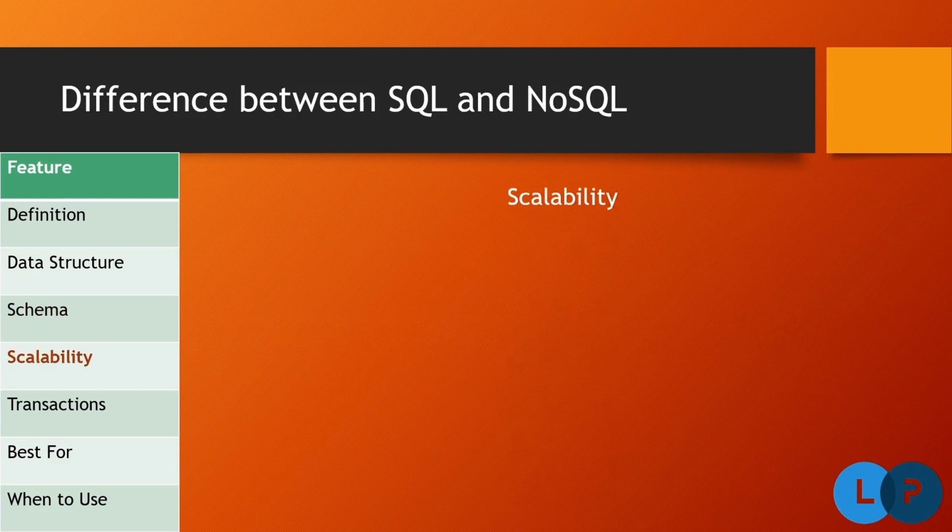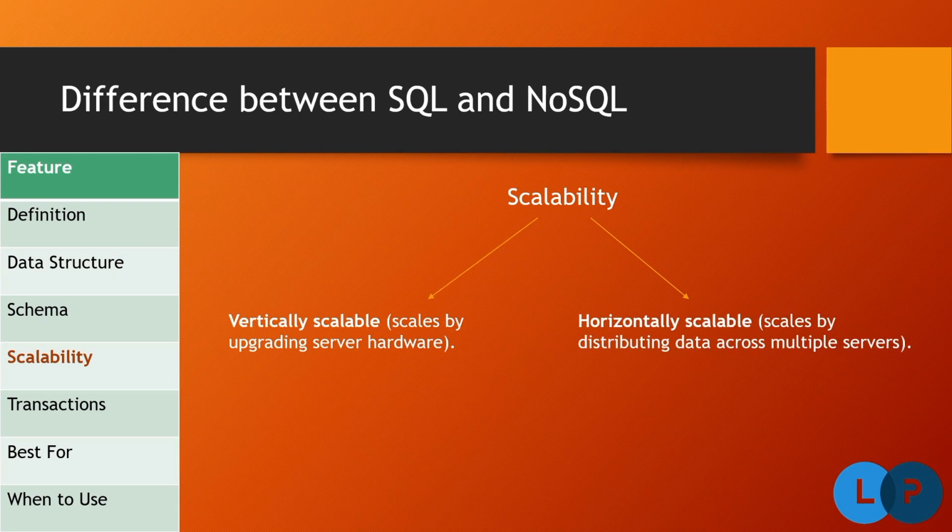The next thing is scalability. SQL is vertically scalable, it scales by upgrading server hardware, and NoSQL has horizontal scalability, meaning it scales by distributing data across multiple servers. So both have some advantages and some drawbacks or disadvantages, you can say. But you need to decide when you start your application what your need is, and based on that, choose which is suitable.